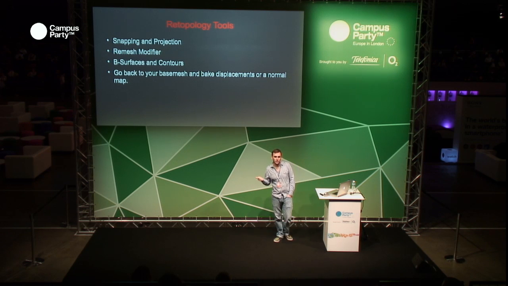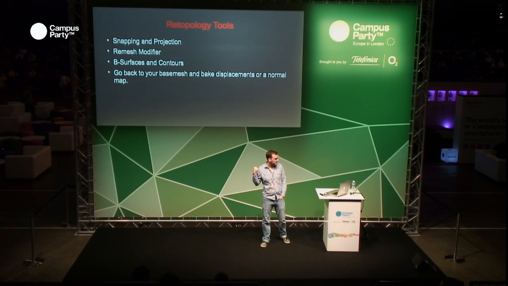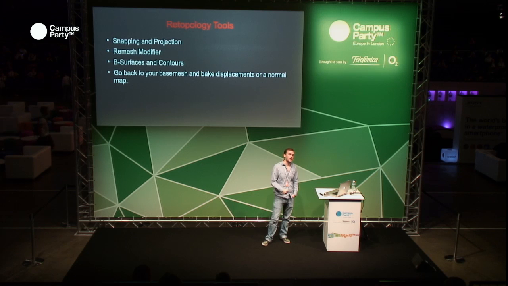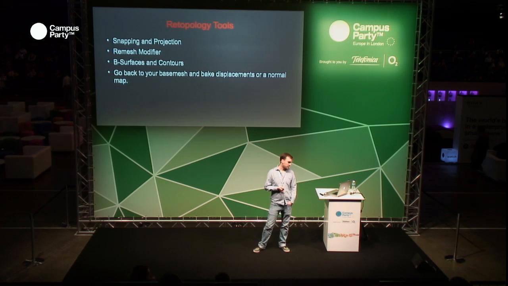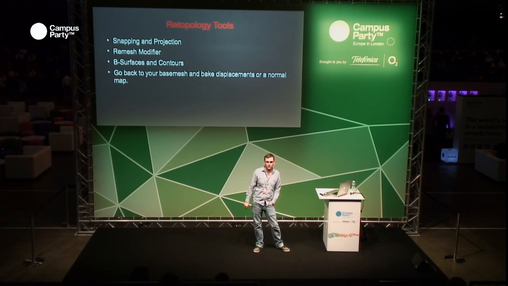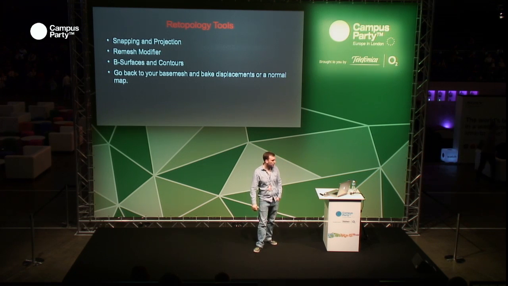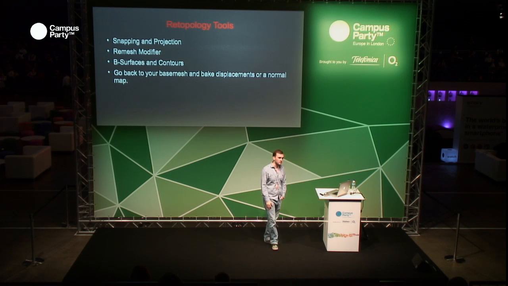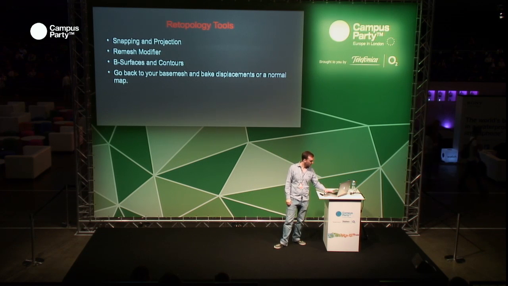There's also procedural ways of taking a model like that and making it simpler. There's something called the Remesh modifier, which I'll show you a little bit of in a second. And there's some excellent add-ons to Blender that third parties have made for doing retopology quickly as well. There's one called B-surfaces, which lets you sketch the geometry you want with pencil strokes. And there's another one called Contours, which I'll show you a little demo of, that's really cool.